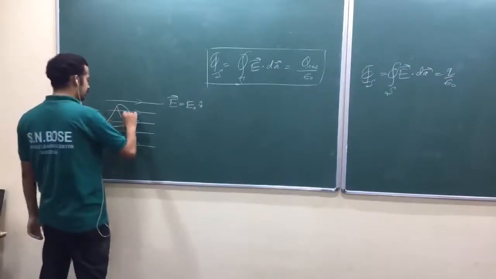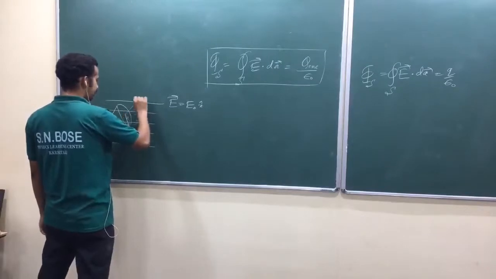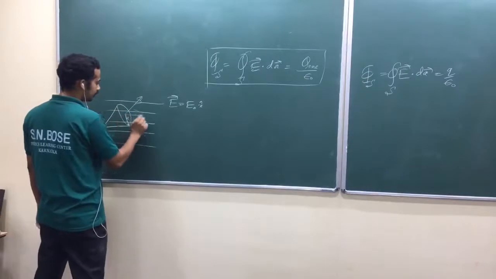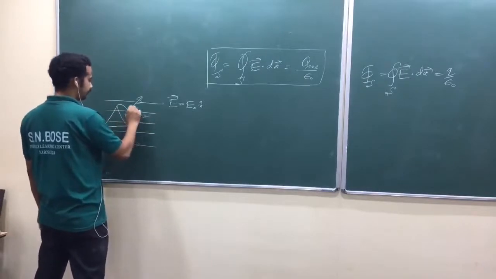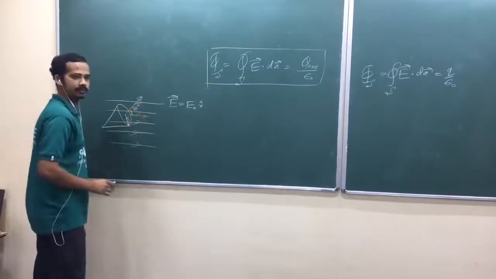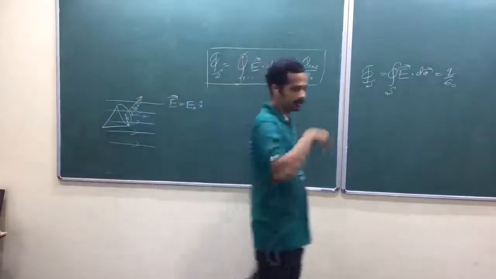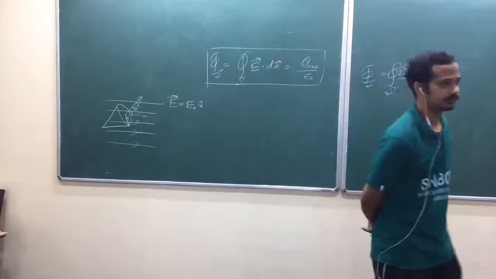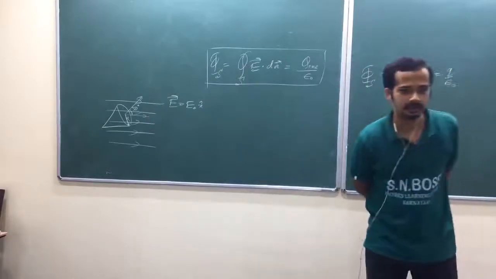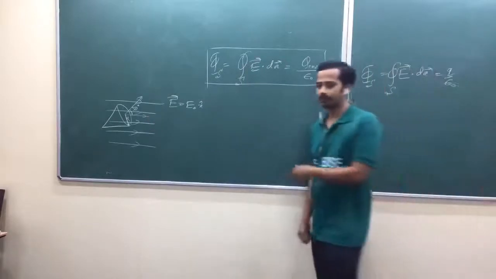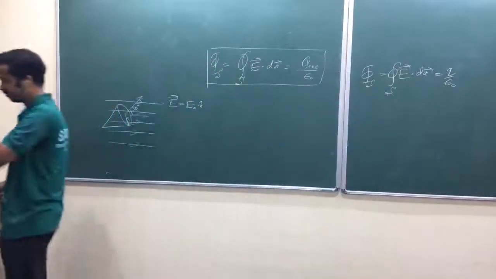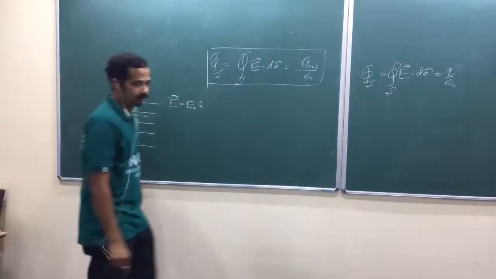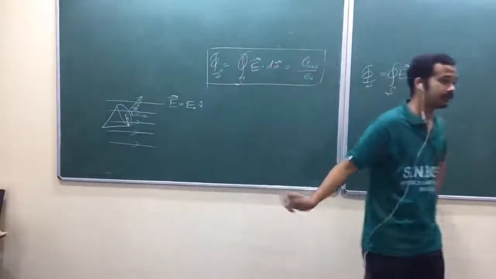Now this is making an angle of 30 degrees. This area vector, perpendicular to this surface, is making an angle of 30 degrees with the electric field. Now what is the flux through the curved surface of that cone? Draw that one and try to answer. I am talking about the electric field.